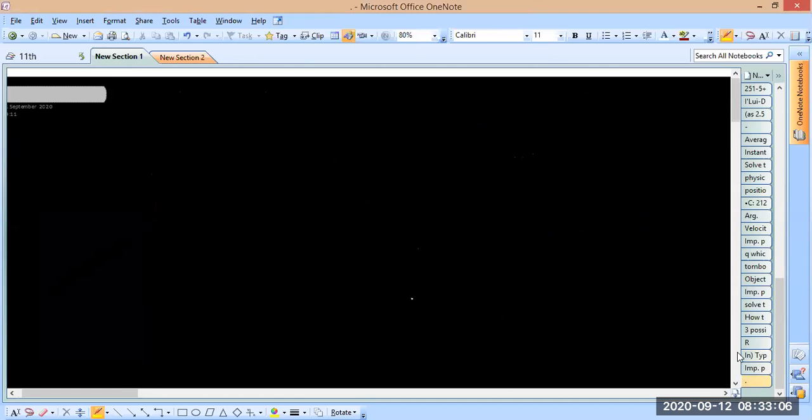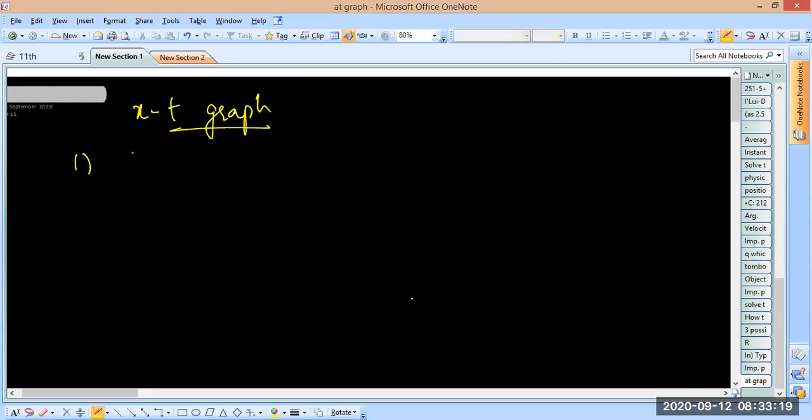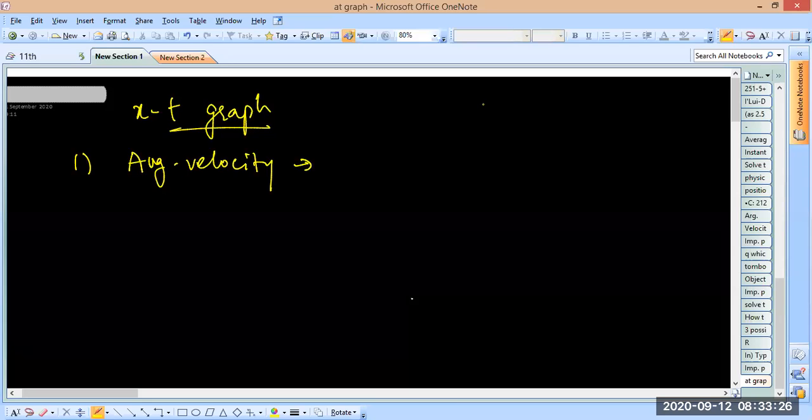Fine. So before we leave this topic, XT graph, okay, rapid fire round. XT graph. First question, how to find average velocity? Hurry up, people. Hurry up, people. How to find average velocity?